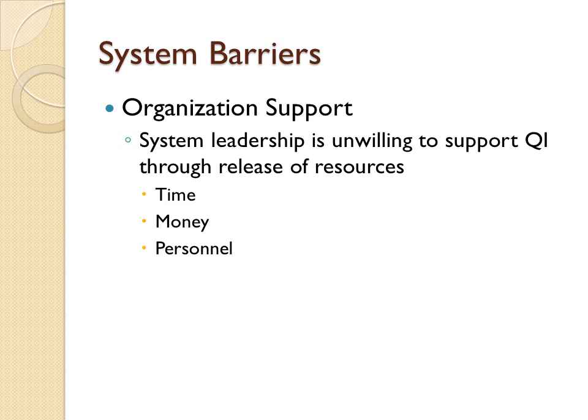Let's remember, in terms of system barriers, what organizational support requires. In order for you to be really effective, you must have organizational support, and that means the system has to be willing to support QI, and that's all about release of resources. There are 3 categories of resources that we're talking about: time, money, and personnel. And so if there's a barrier, it's because they're unwilling to support quality improvement through the release of any of these things. Now, my lived experience is that money is probably the least important of these.